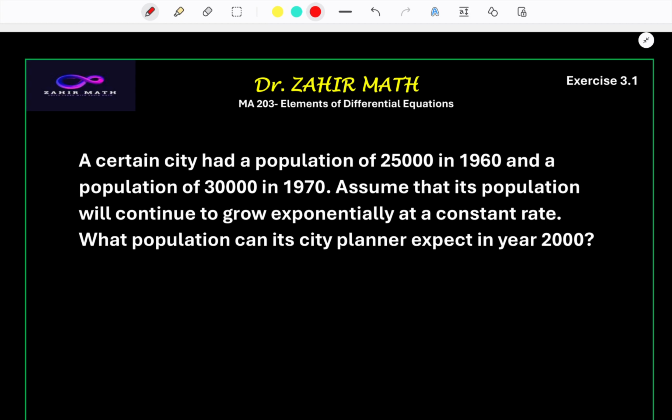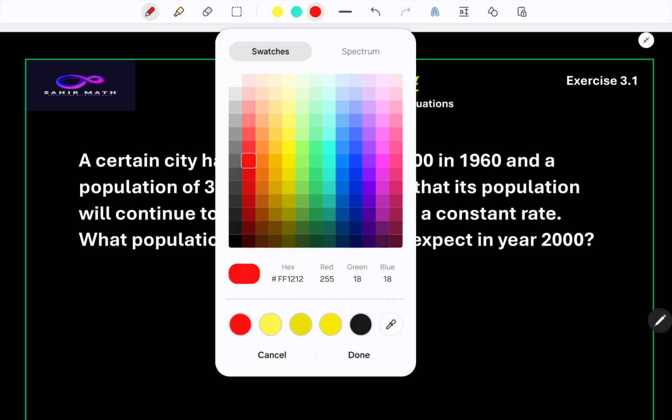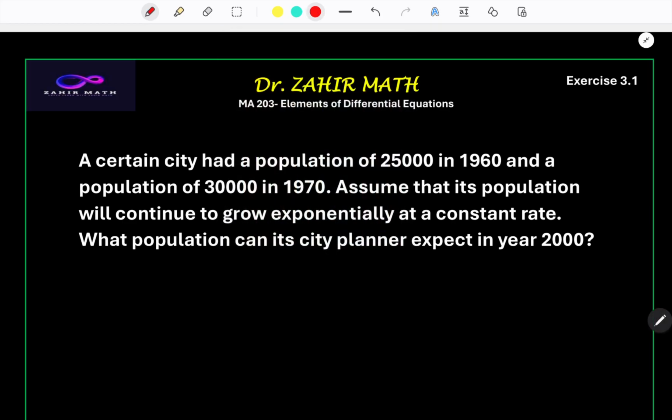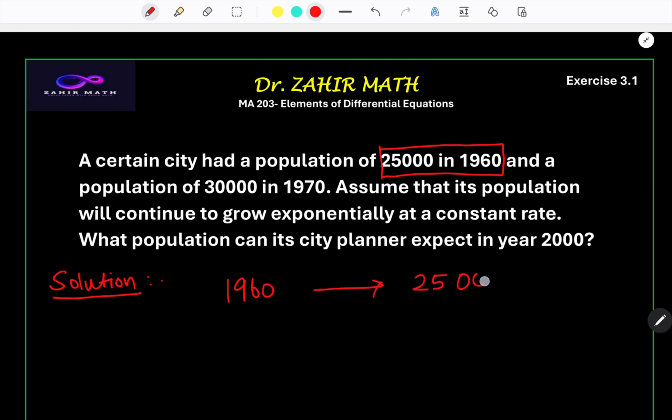So it is similar to the population growth model, but it is not bacterial growth. It's a human population, right? Let's read this question together. A city had a population of 25,000 in 1960. So what is given? Let me write all the details here. In 1960, the city had a population of 25,000.